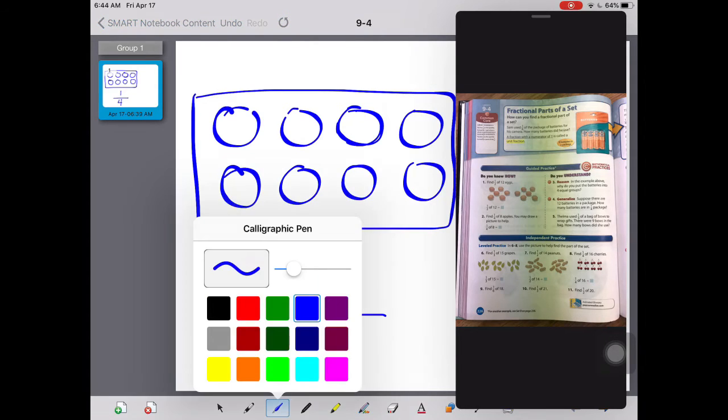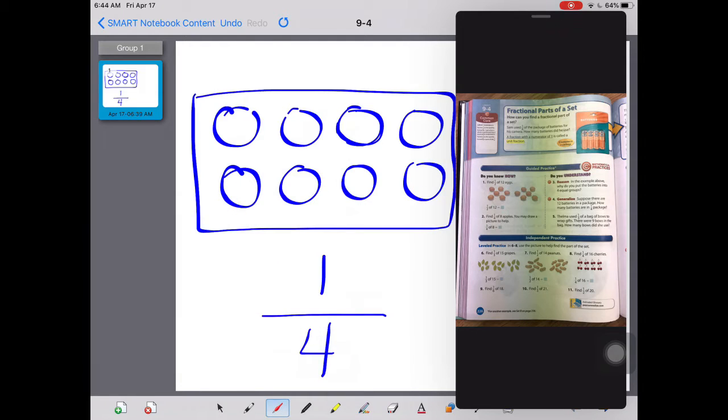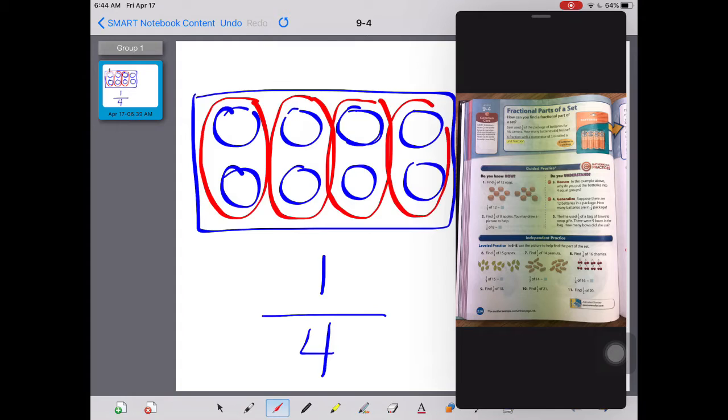So I'm going to try and say, okay, well, let's group these up into 2 batteries per set and see if I can get 4 equal groups or 4 equal parts. And sure enough, look at that. There's 1, 2, 3, 4 equal parts. That matches up to our denominator now.